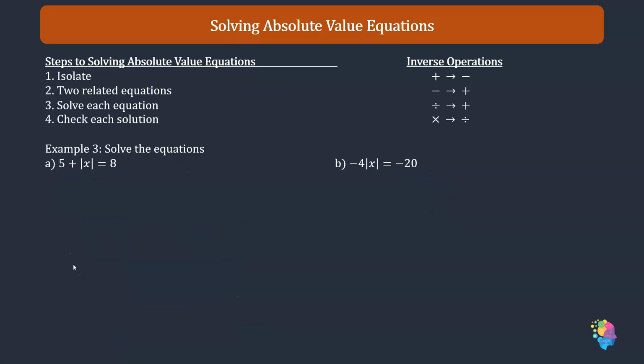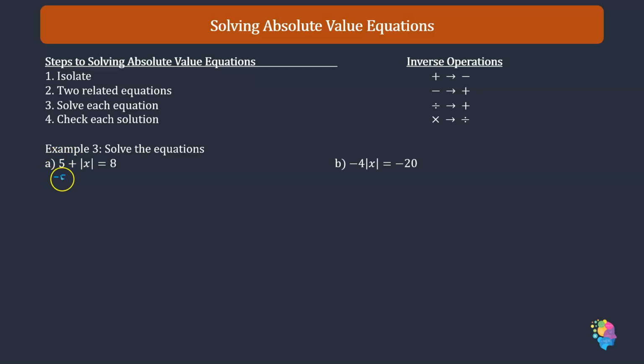At any time that you wish to do so, you can always pause the video, try them out on your own, and then come back to see if your work matches what is going to be in the video. So let's begin. In this case, the absolute value is not isolated because there is this addition of 5 outside of it. So in order for us to have an isolated absolute value, we're going to have to first move this 5. So this is a positive 5.